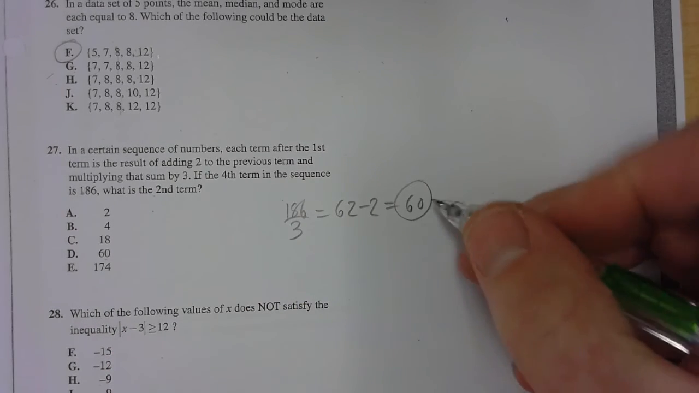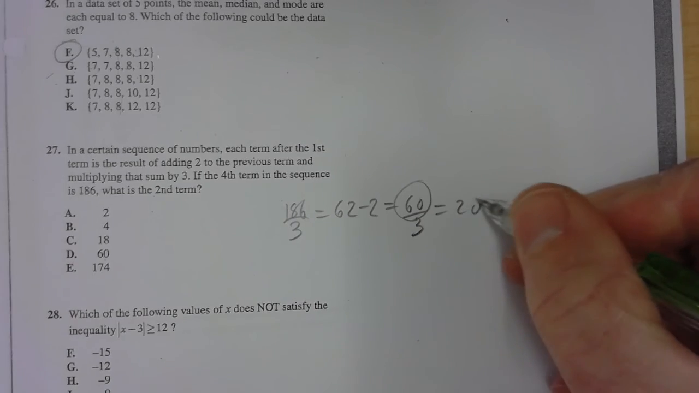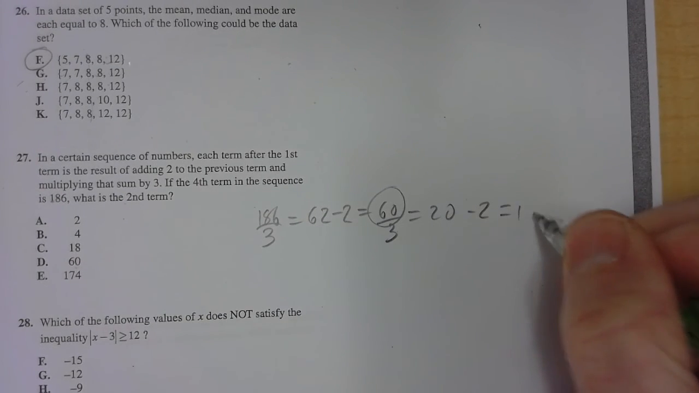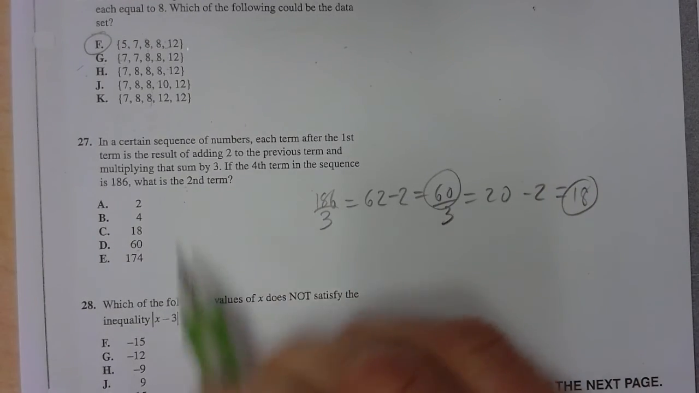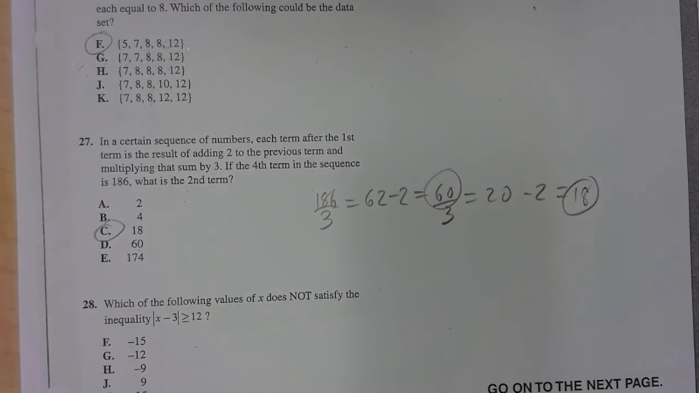And then we got to do the same thing. We got to divide by 3 to get 20, and then subtract 2 to get 18. That would be the 2nd term. So you got to do that process twice because you're going from the 4th term to the 2nd term. So the answer is 18.